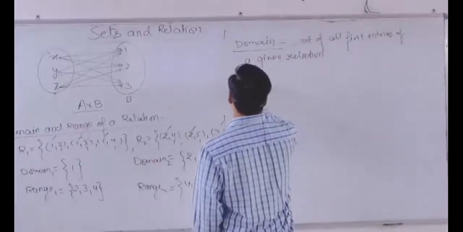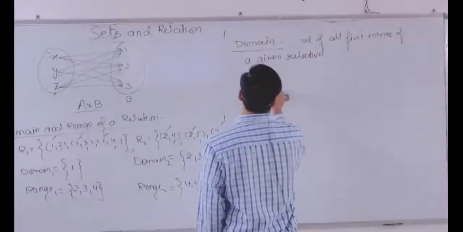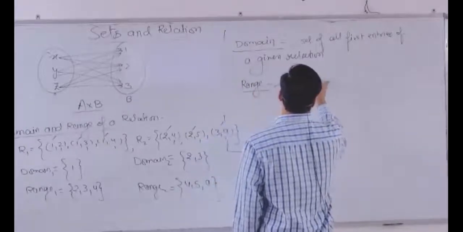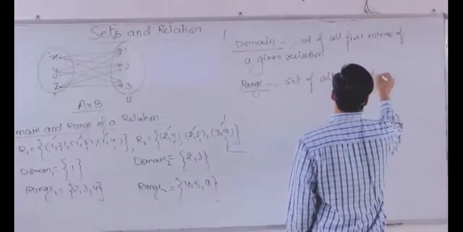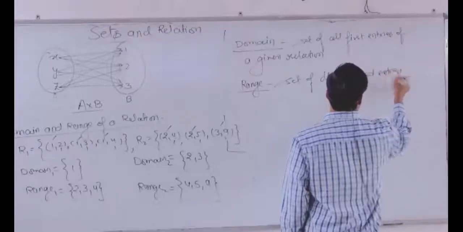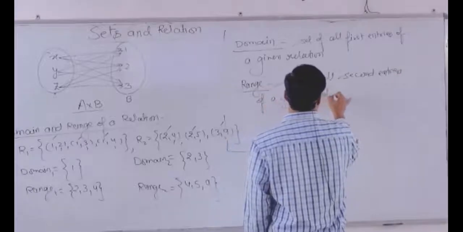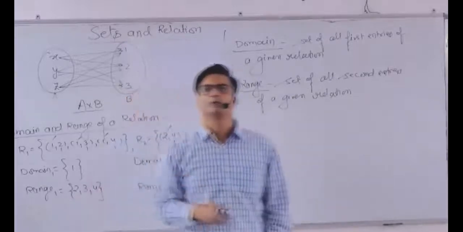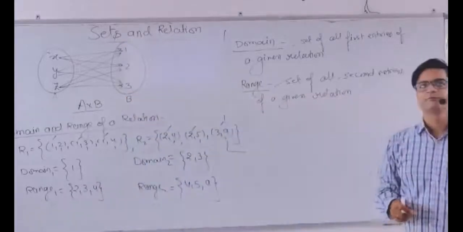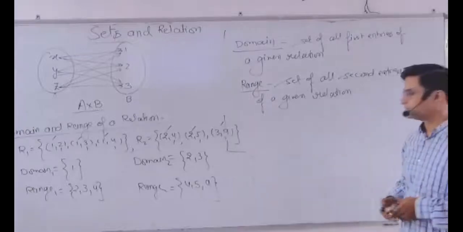Similarly, range of a relation is nothing but the set of all second entries of a given relation, and it is called your range set. I don't think I need to give examples here. This is enough.